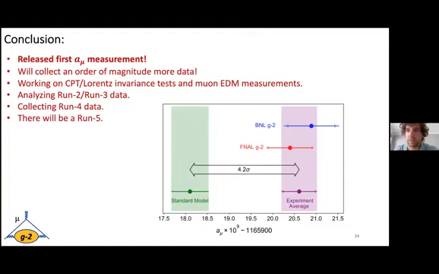Perhaps while people are typing, just out of curiosity, is this order of magnitude more data including run 5, or are details about this still being settled? That will include, I'm trying to think, I think we already have it, really. Sorry, I'm just trying to think through, because we still have to apply data quality cuts, but I think we already have it, I believe. We should already have it. Okay.